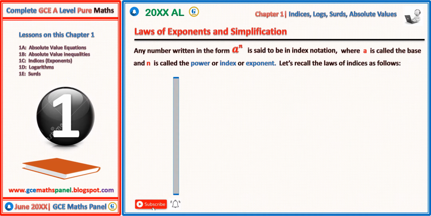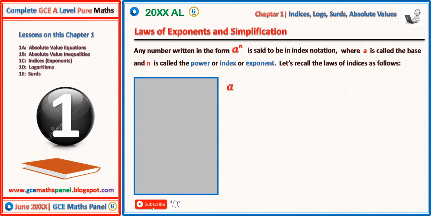Let's recall the laws of indices as follows. a to the power m times a to the power n is equal to a to the power m plus n, and this law is called the law of multiplication. According to this law, if the bases are the same and we are multiplying, we can add the powers.